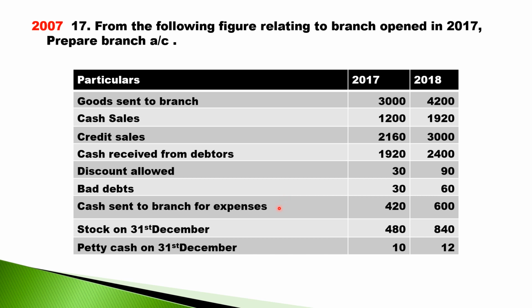Stock on 31st December is called closing stock. So 480 is the closing stock of 2017. This will be the opening stock of 2018. And then the closing stock of 2018 is 840. Petty cash on 31st December is 10 rupees and 12 rupees. So 10 is the closing petty cash of 2017 and 12 is the closing petty cash of 2018.